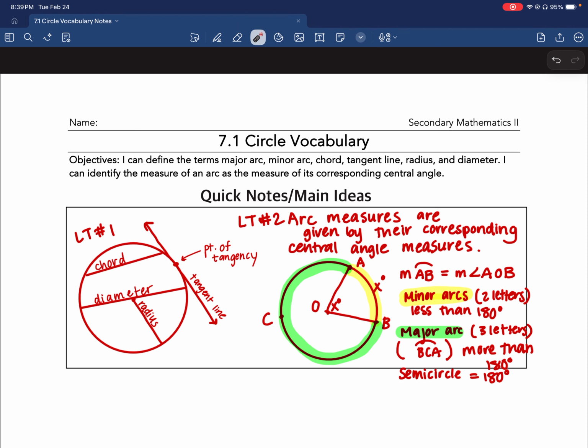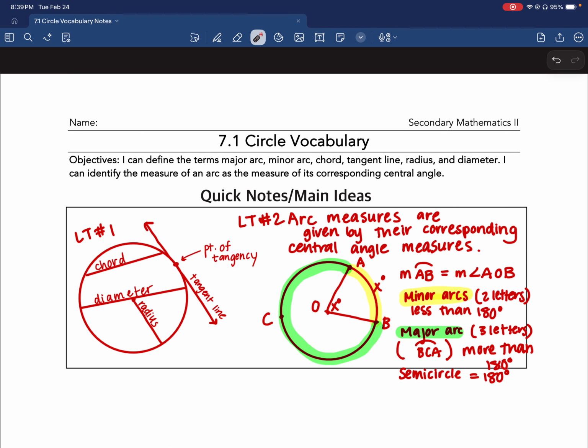We are starting our new unit on circles, and today is all about the vocabulary. Okay, so there's quite a bit of vocabulary that we need to go over, so we'll just jump right in explaining these quick notes. The first word I'd like to go over actually isn't even written on these quick notes just because I ran out of space.